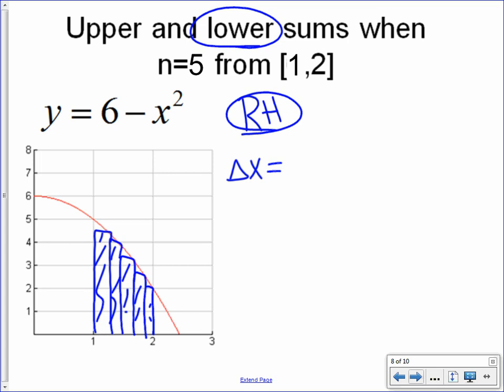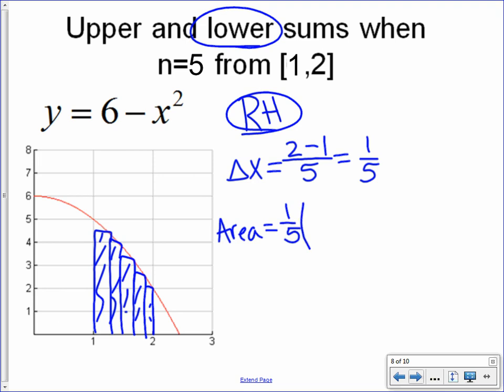Nathan, please tell me how you found that. B minus A over 5. So 2 minus 1 over 5, so 1/5. Okay, so get out your calculator so you can help me figure out what each of these y values are. So our 1/5 is the width for all 5 of these.